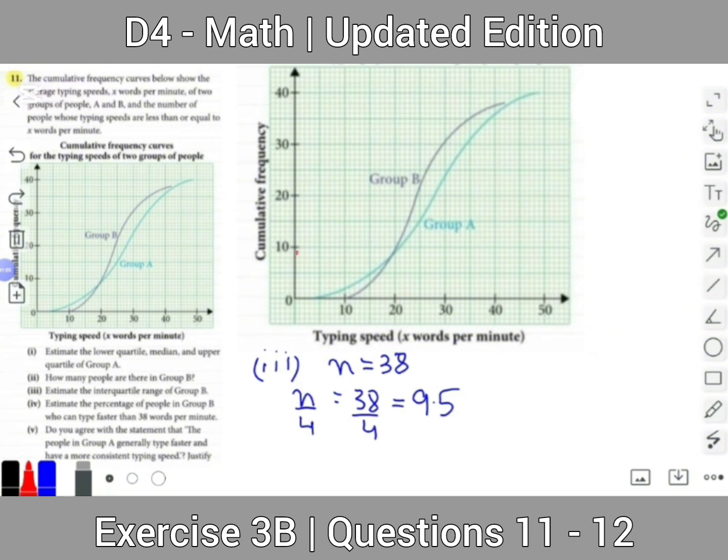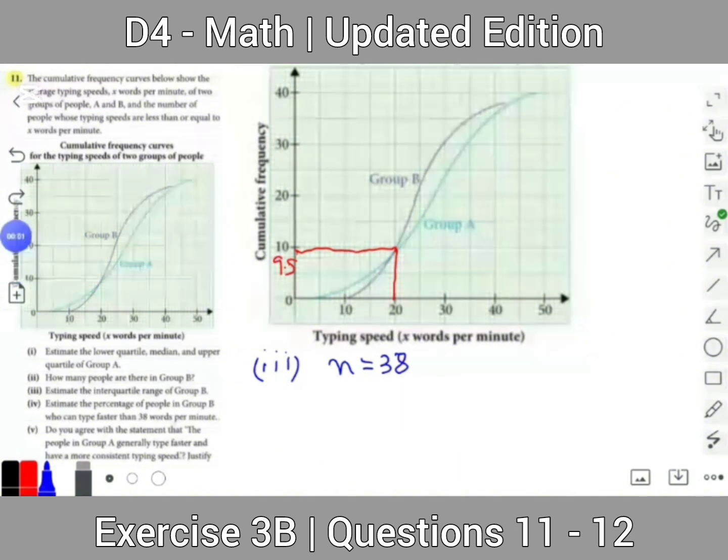From 9.5 we will draw a horizontal line until it touches the curve representing group B. Now from the point of intersection on the curve representing group B, we will draw a vertical line until it touches the x-axis. So we have the value 20. So the data value corresponding to the cumulative frequency of 9.5, we got 20. So the lower quartile Q1 for group B is equal to 20.